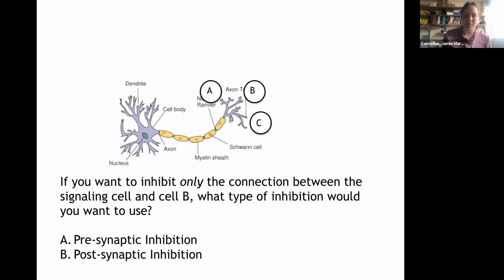Okay, so we'll end here on a question. If you want to inhibit only the connection between the signaling cell and cell B, what type of inhibition would you need to use? So we just covered that, and hopefully you came up with presynaptic inhibition, where you can control release of a single synapse rather than all of them together.